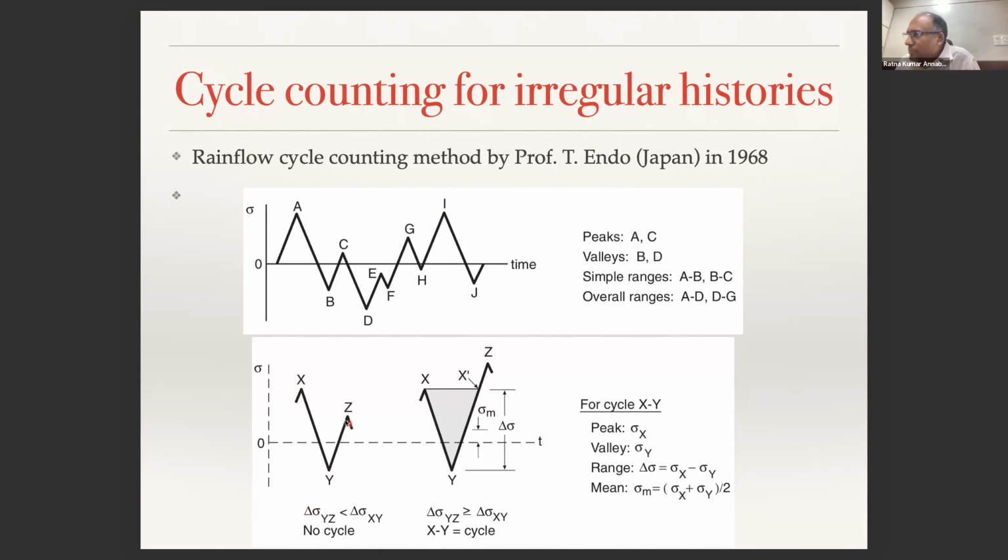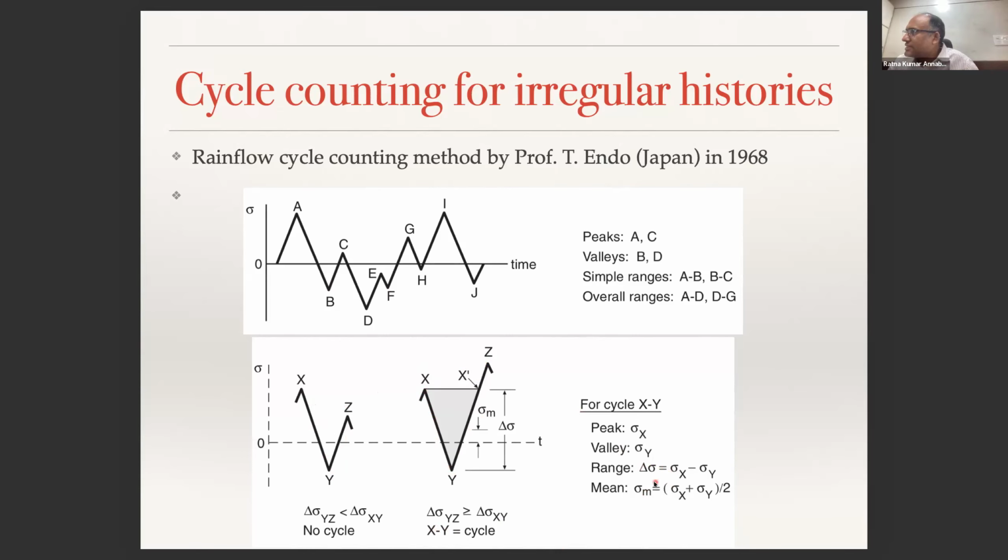If the delta sigma of the next signal is less than the previous signal, for example, delta sigma YZ here is less than delta sigma XY, then you don't count it as a cycle. You will count a cycle only when delta sigma YZ is larger than or equal to delta sigma XY. Then you say that there is an XY cycle that happened. Otherwise you don't count the cycle. And of course, mean and range, you know how to compute that.